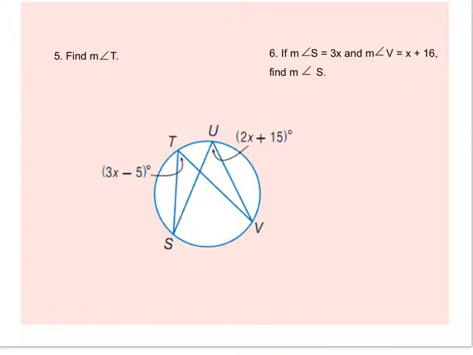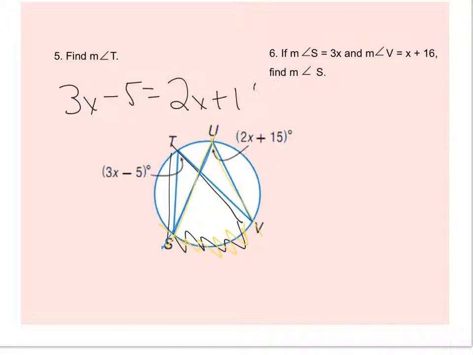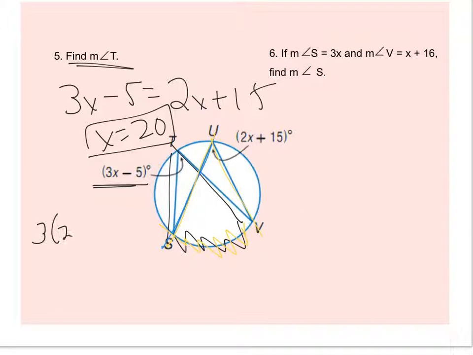So look in here, angle T hits this, angle U hits this, so I'm going to say 3x minus 5 is going to be equal to 2x plus 15. Now a little algebra, I get x equals 20. But they don't want what x is, they want to figure out what T is. So I'm going to take 3 times 20 minus 5 and get 55. That's my answer. All right, so now number 6.